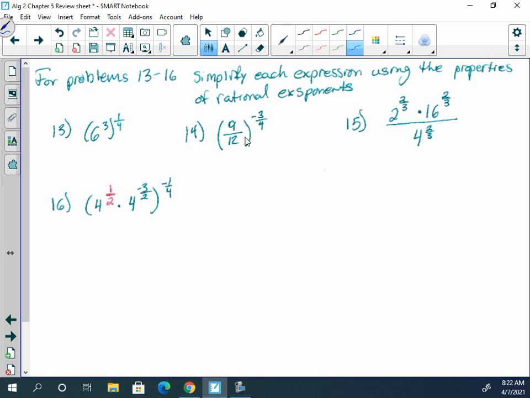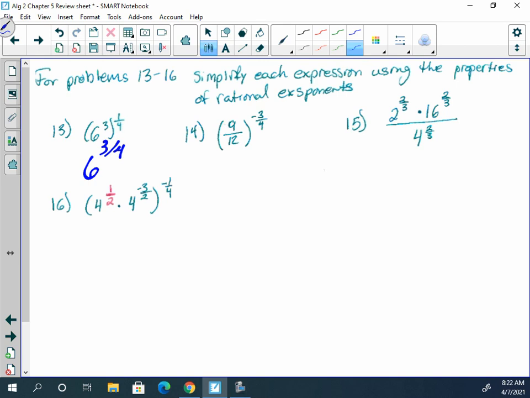We can look at a few of these here. Simplify each expression using the properties of rational exponents. Well, for 13, powers of powers multiply. So we would do 3 times 1/4, which would be 3/4. So we'd have 6 to the 3/4. And that's all we have to do for this here, because we're not going to simplify it down from there.